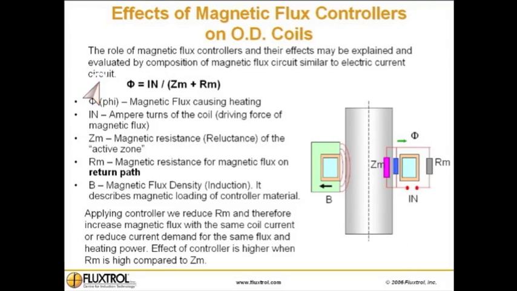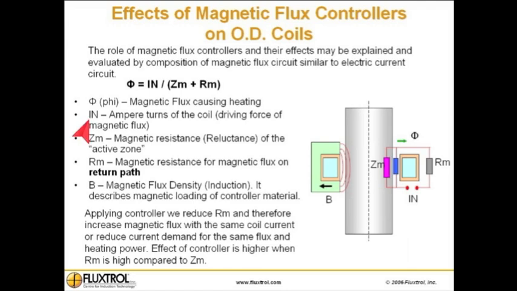Effects of magnetic flux controllers on OD coils. The role of magnetic flux controllers and their effects may be explained and evaluated by composition of magnetic flux circuit similar to electric current circuit. Magnetic flux causing heating is equal to ampere turns of the coil, driving force of magnetic flux, divided by total magnetic resistance of the circuit.